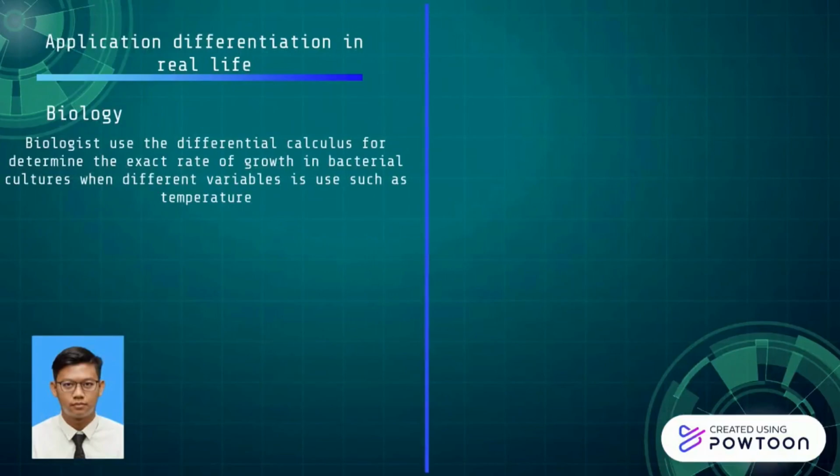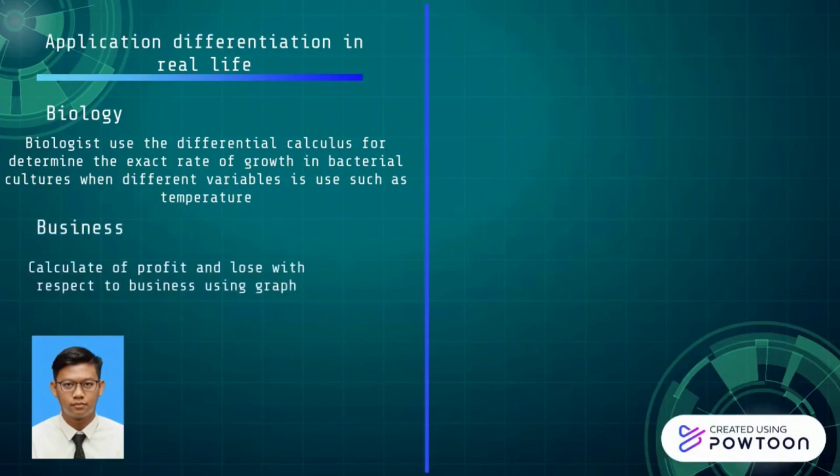Next, the application of differentiation in real life. From the biology side, biologists use differential calculus to determine the exact rates of growth in bacterial culture when different variables are used, such as temperature. From the business side, businessmen use differentiation to calculate profit and loss with respect to business using graphs.